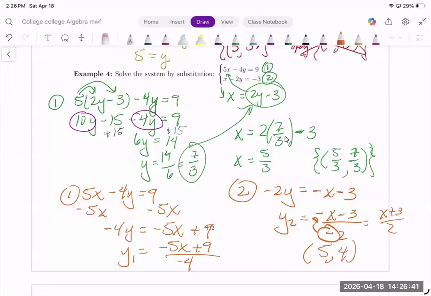Let's see. That kind of tells me I probably did something up here in the green wrong, which is quite possible. 10y minus 4y is 6y. 5 times negative 3 is negative 15. 9 plus 15 is 14. 14 divided by 6 divided by 2, reduced by 2, 7 thirds. See, y'all probably saw it and you screamed at me, as you should.